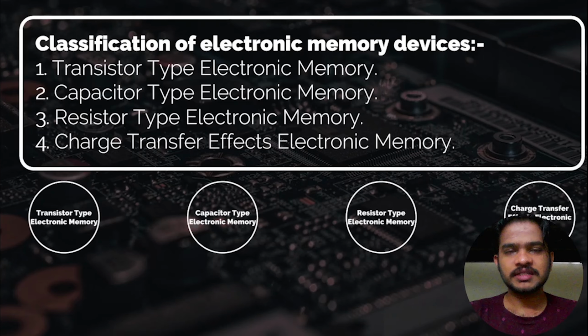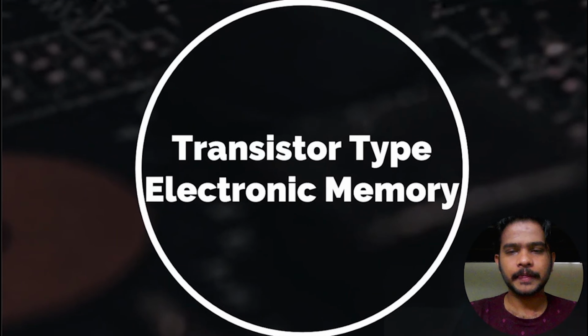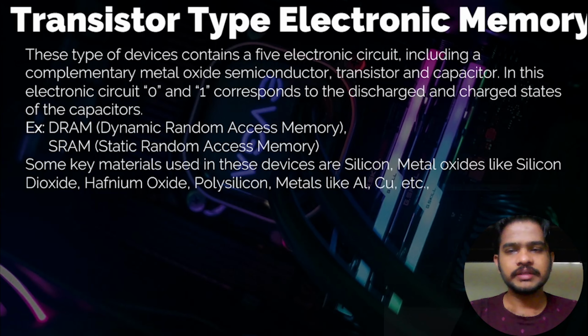Let us understand transistor type electronic memory. These types of devices contain an electronic circuit, including a complementary metal oxide semiconductor transistor and a capacitor. In this electronic circuit, 0 and 1 correspond to the discharged and charged states of the capacitor. For example, dynamic random access memory and static random access memory. Some key materials used in these devices are silicon, metal oxides like silicon dioxide, hafnium oxide, polysilicon, and metals like aluminum, copper, etc.